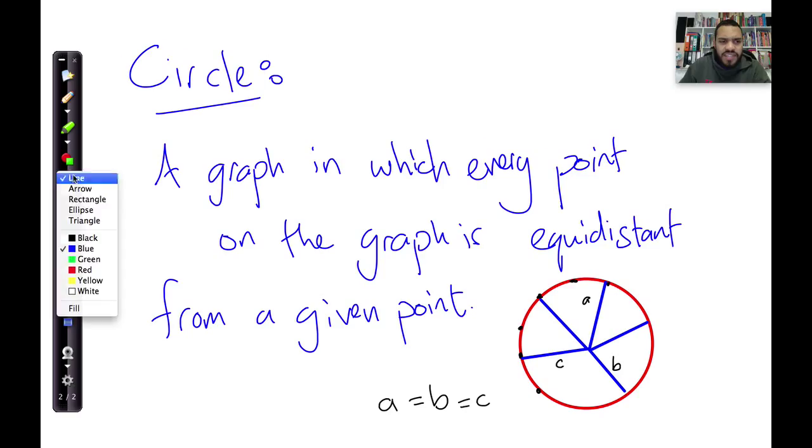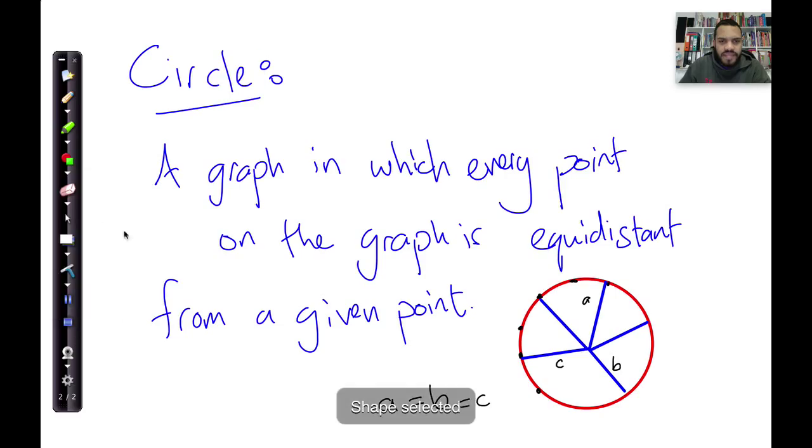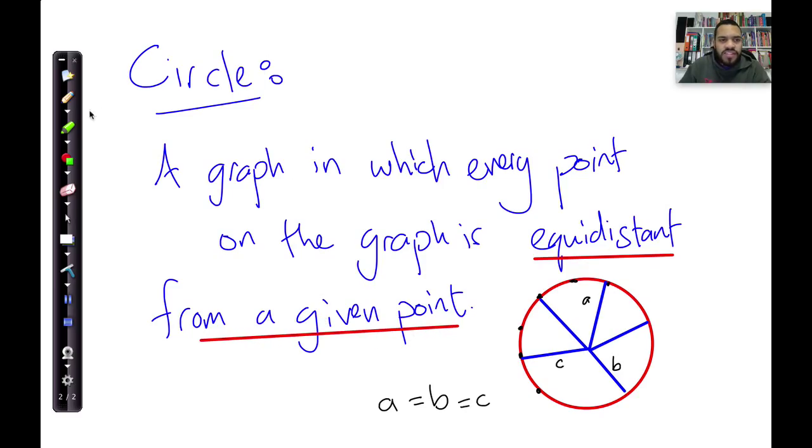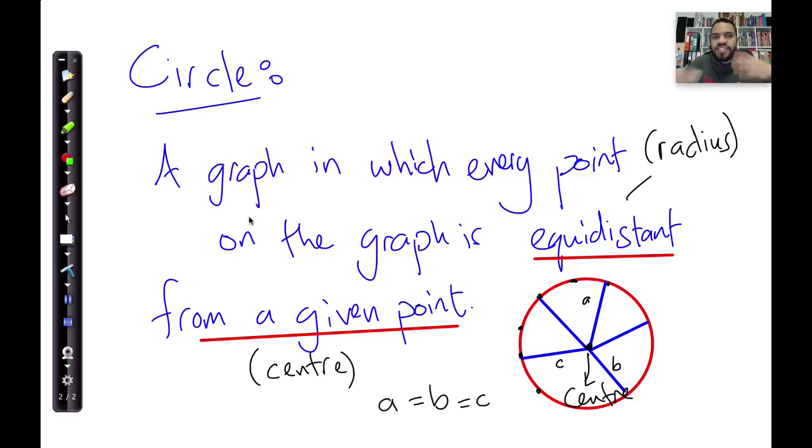Now, what does this mean for us? This is specifically the definition of a circle: a graph on which every point is the same distance from a given point. There are two things about that. This distance is called the radius. And this given point that we speak about is that point over there, so that point is actually the center. I'm going to put it in brackets there.